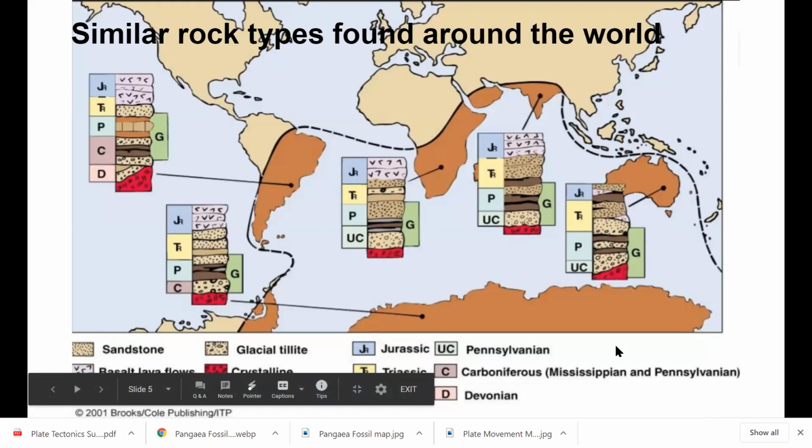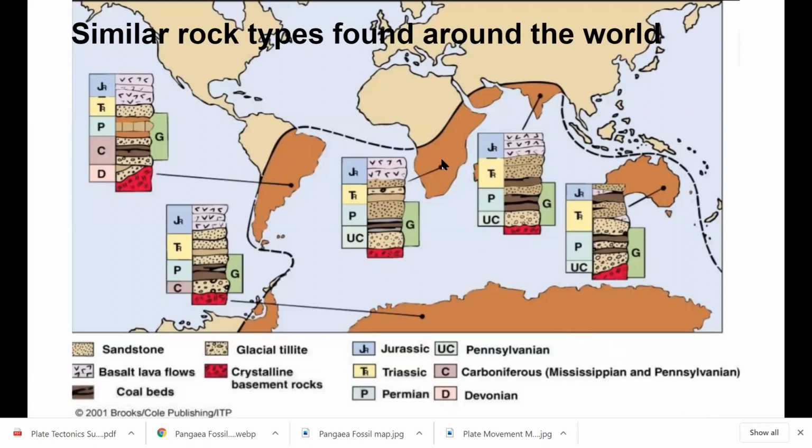Similar rock types found around the world. So the rocks in South America and the rocks in Africa, India, Madagascar, Australia, and Antarctica all have similar ages and similar compositions. In other words, they're essentially the same rock. So how is it possible that these rocks have gotten all the way across the oceans from each other?